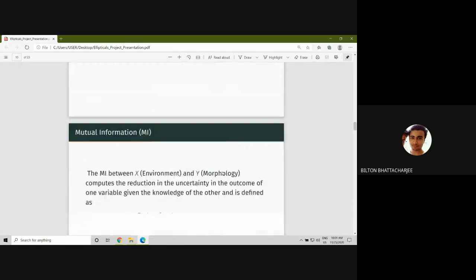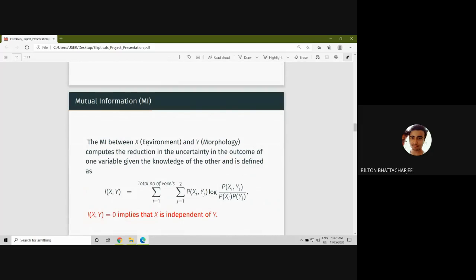So density is defined in the variable x. X is the environment. What it does is calculate the number of galaxies in a voxel, and then calculate the number of galaxies which are spiral or elliptical. So it actually contains the information about the density of the galaxies, as well as the morphology of the galaxies.